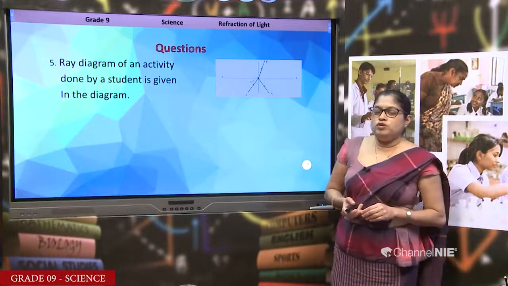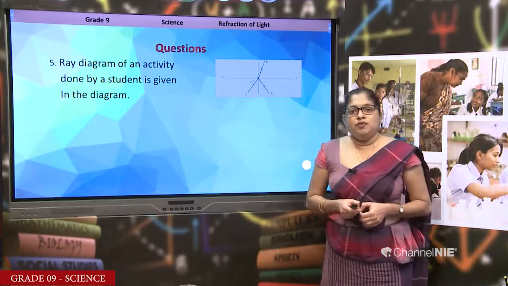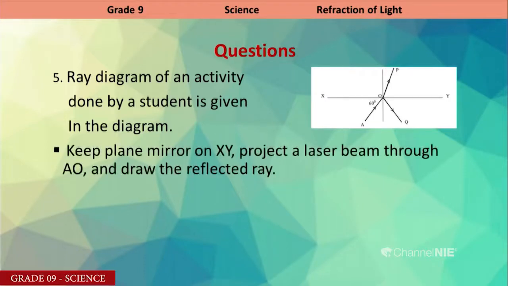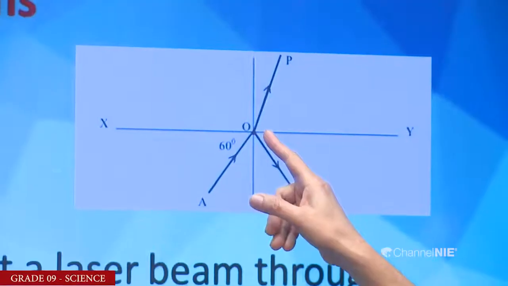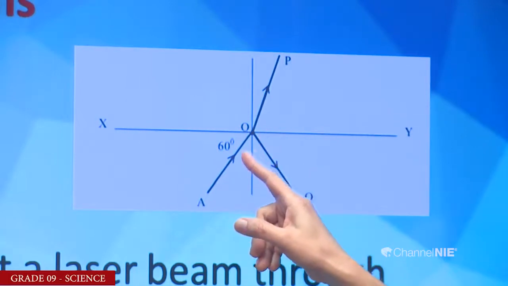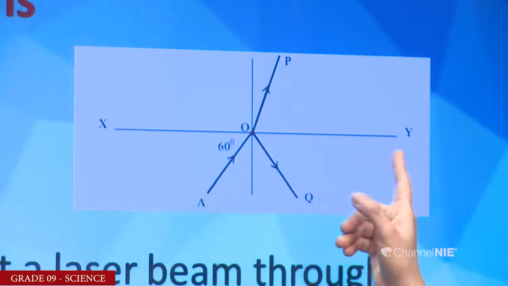Then we will move on to some essay type questions. Question number 5. This is a ray diagram of an activity done by a student. What he did was, he kept a plane mirror on XY. So, he projected a laser beam like this on the line AO and drew the reflected ray.